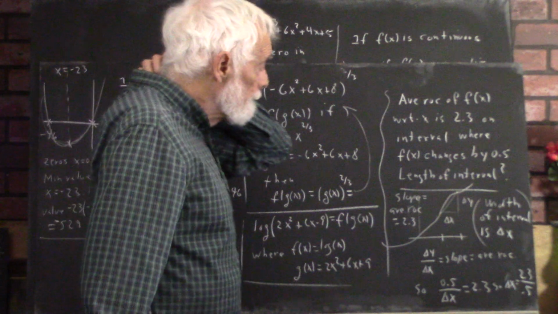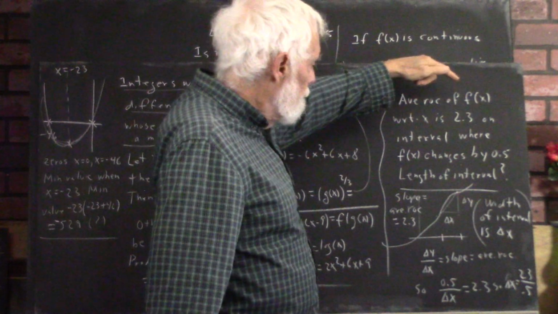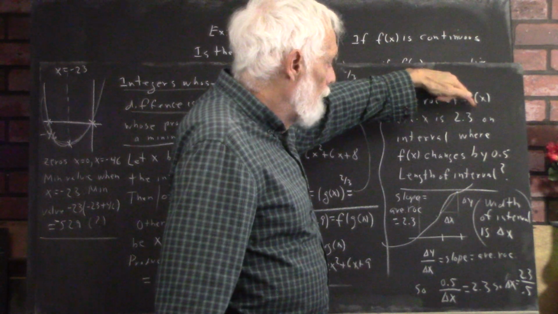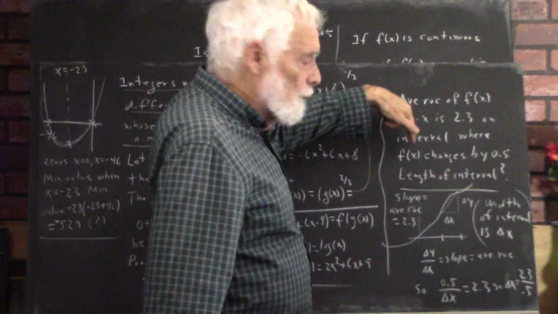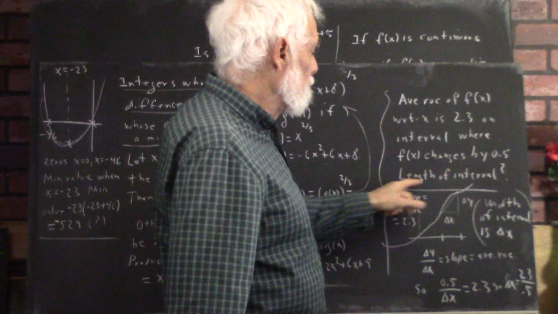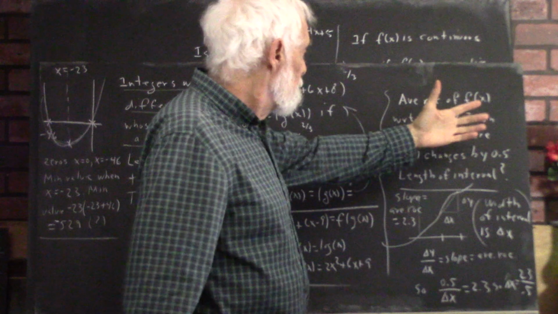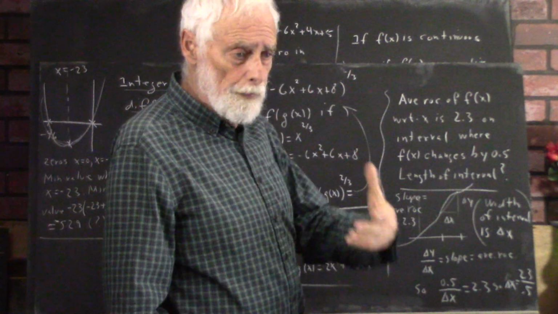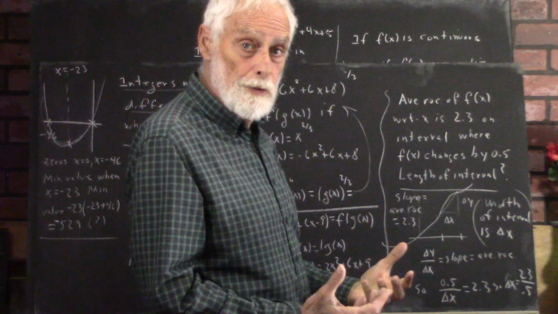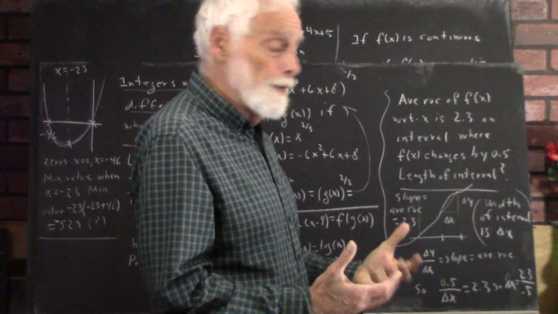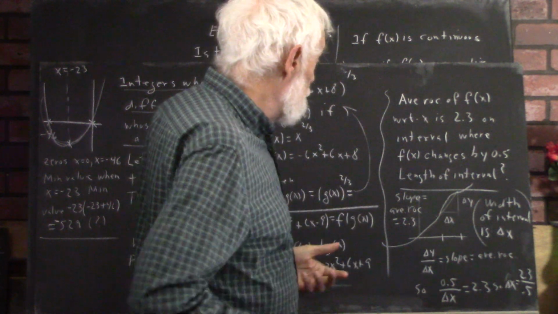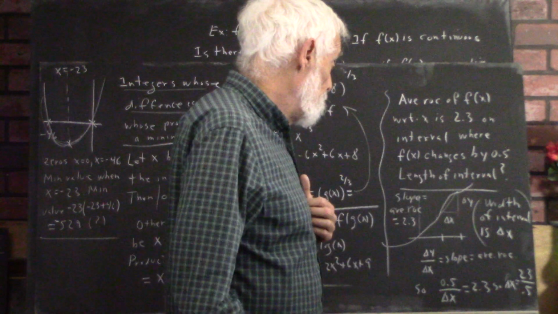You're given that the average rate of change of a function with respect to x is 2.3 on some interval where x changes by 0.5. The question is, what's the length of that interval? Well, if you put your information on a graph and think about what rate of change means, it means change in y divided by change in x, and that's just the slope of your graph. That's your rise divided by your run.